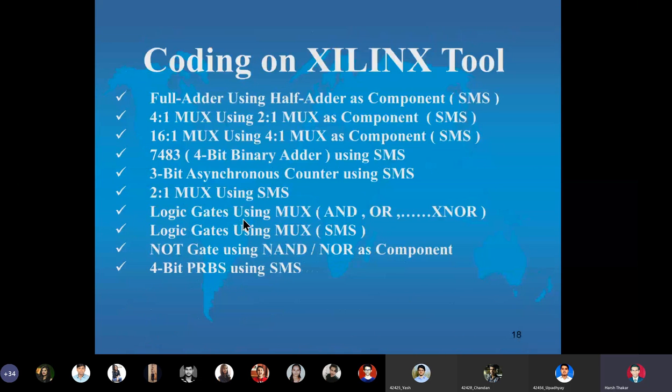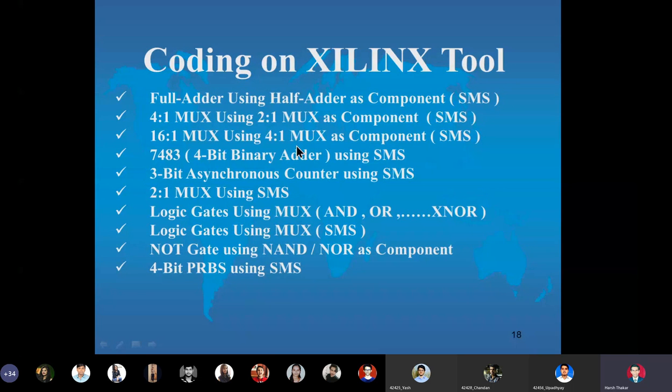The next set of coding examples which I have designed uses the structural modeling style. So: full adder using half adder as component. This is already taken in the class and we have done the synthesis and simulation also. Full adder using half adder as component, 4:1 mux using 2:1 mux as a component, 16:1 using 4:1, already discussed in the last class.